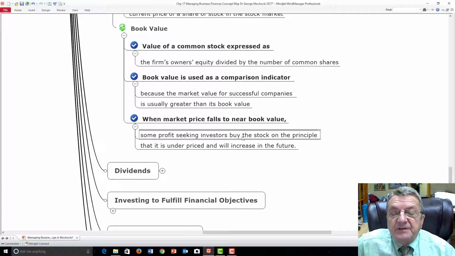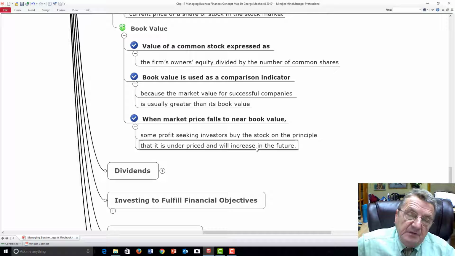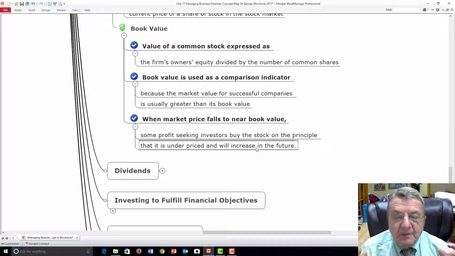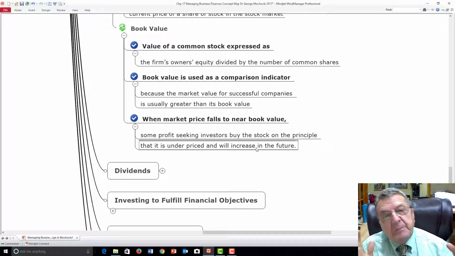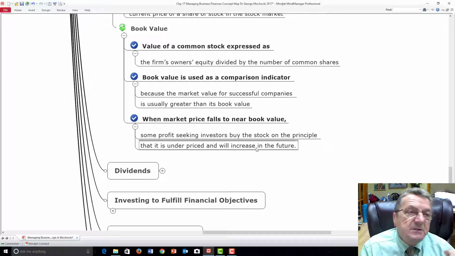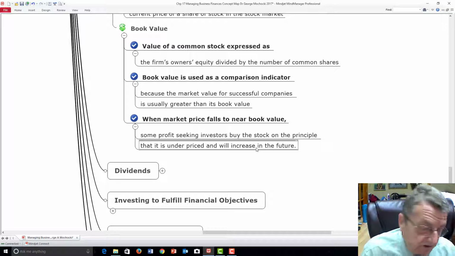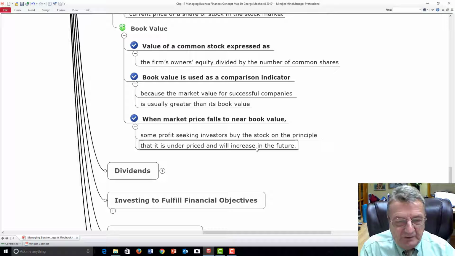Okay, when market price falls to near book value, some profit-seeking investors buy the stock on the principle that it's underpriced and will increase in the future. Remember, when you're buying something, the same house could be built for the same cost, $120,000. But I put it in an area that may not be the most desirable. It's next to a train station, next to an airport. So I could only sell it, and it may go up maybe 2-3% a year.